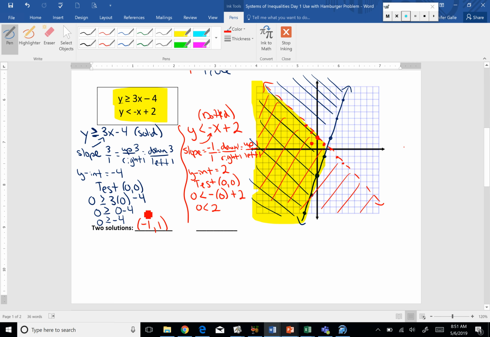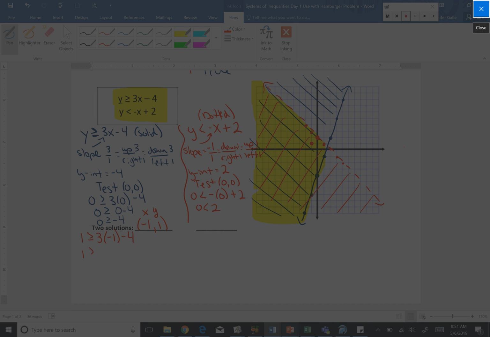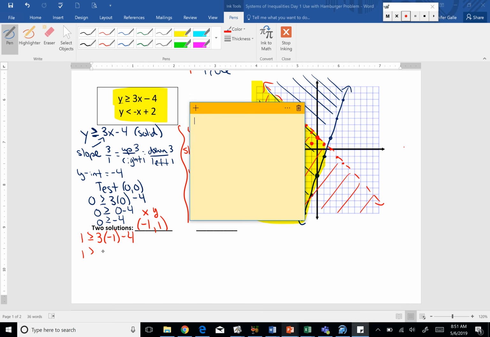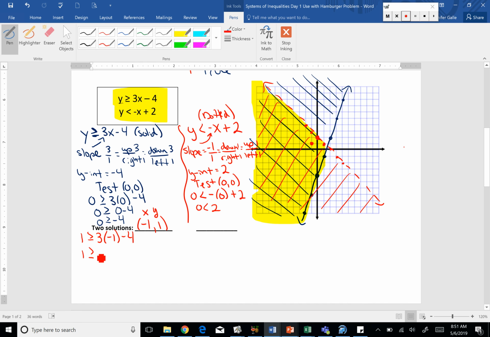So I'm going to grab that top inequality. Instead of y, I'm going to put 1. Instead of x, I'm going to put negative 1. Do a little simplifying. I get negative 3 minus 4. 1 is greater than or equal to negative 7. That checks.